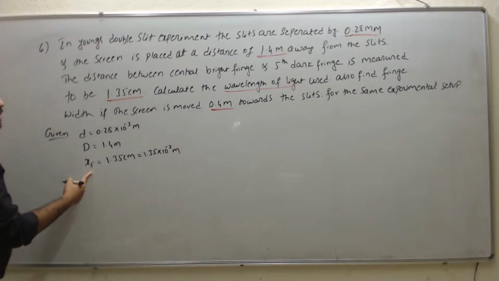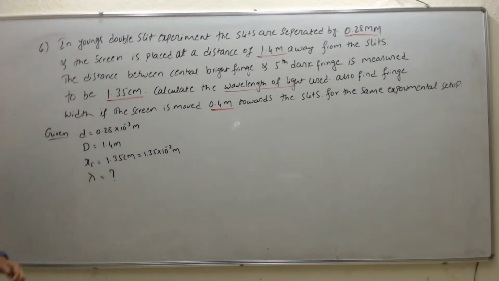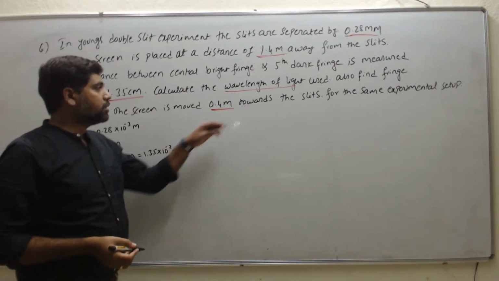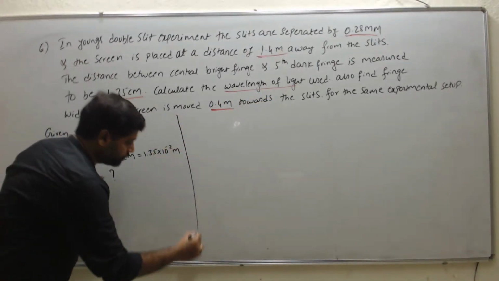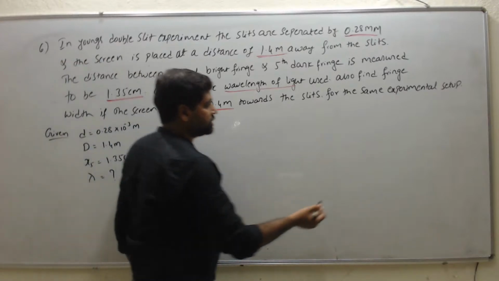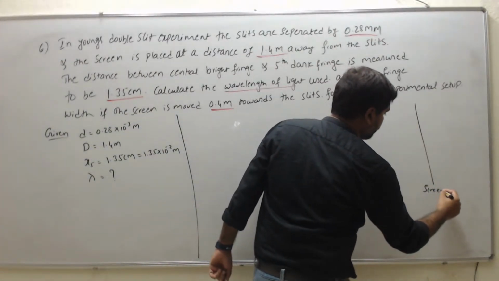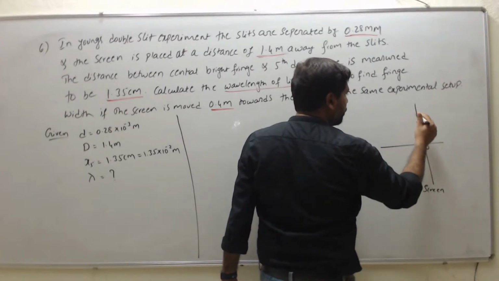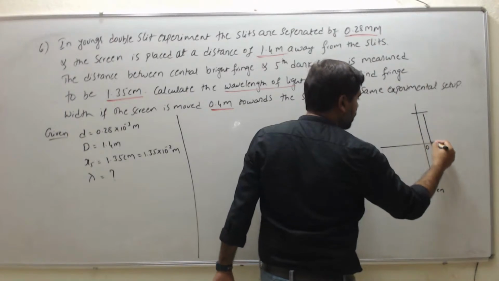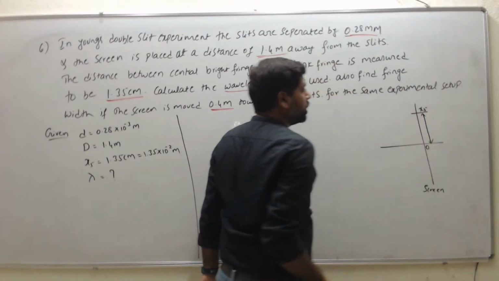So from this we need to find the wavelength of light used. First we find the lambda, then we move on to the next part. If we consider here, this one is the screen and here is the central bright fringe. From here to here we have one dark fringe, that is, this one is the fifth dark fringe.